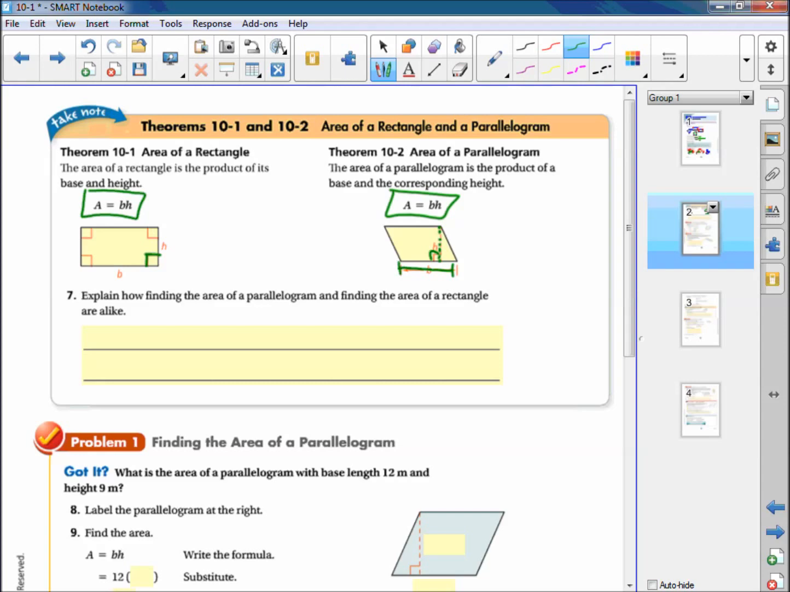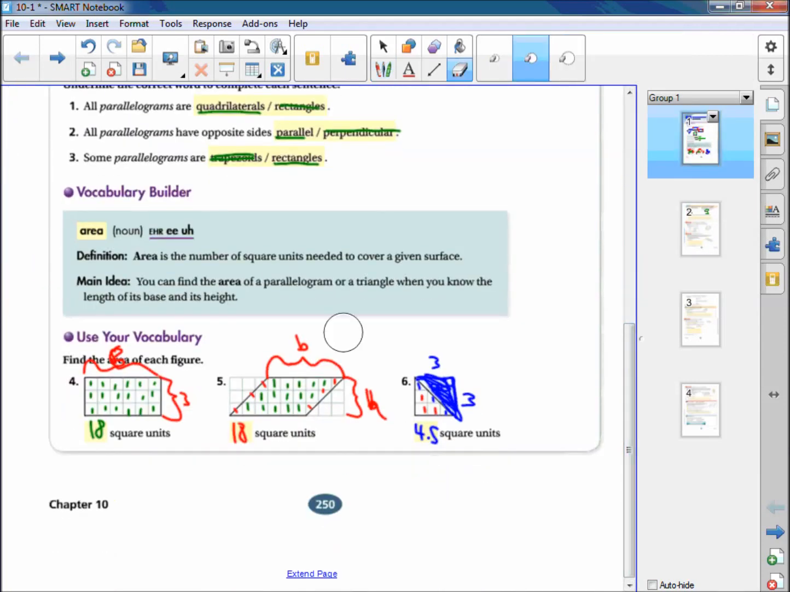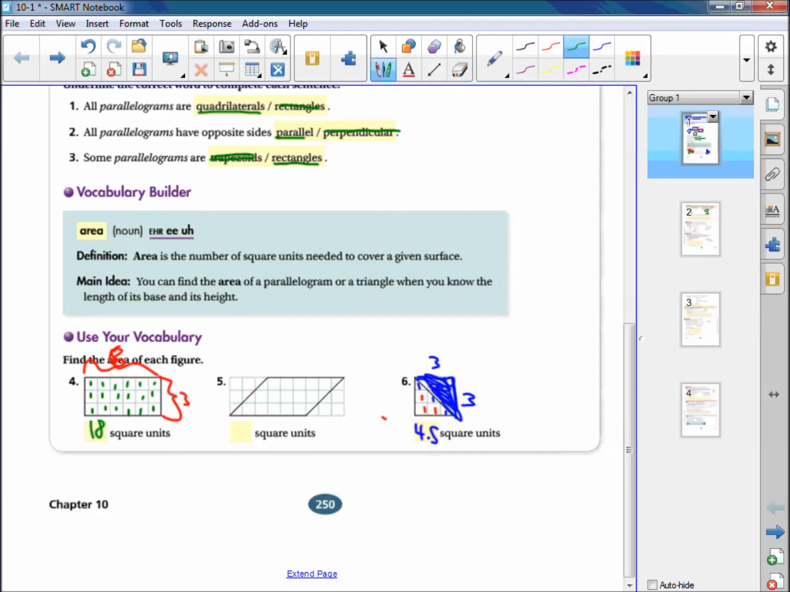So if we flip back and take a look again, another way to think about this, in this parallelogram right here in the middle for number 5, we could cut this green piece off, move it to the other side. So we got rid of that green piece, so let's mark it out here. And notice we have the same rectangle that we had in number 4. Okay, so we can take any parallelogram and make it into a rectangle by just cutting off the edge.